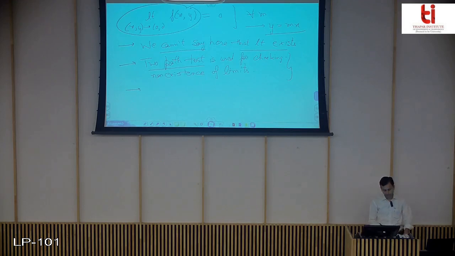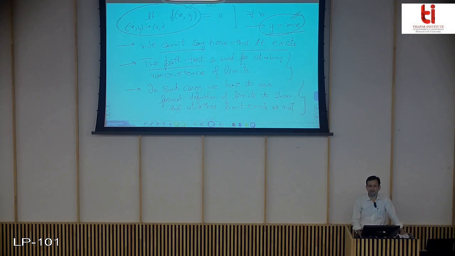So in such cases we have to use the formal definition of limits to show whether the limit exists or not. Because the two-path test is for non-existence, if we use only one of the paths, there may be infinitely many other paths from which we can approach 0, 0. From that infinite family, we have considered only one family of curves which approaches 0, 0.